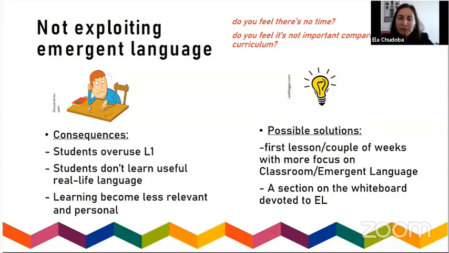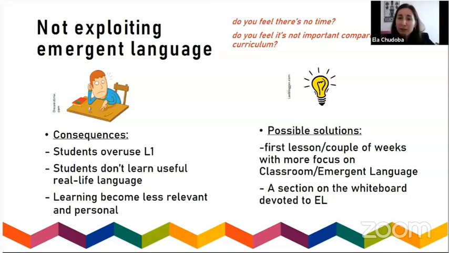In order to make sure we exploit emergent language, in order to make sure we pay attention to it, it is very important to make sure we look at the whole course as an entity, as a whole. And in the first couple of weeks of the course, during the first lessons, it is very important to equip our students with the tools they will use later in the year.